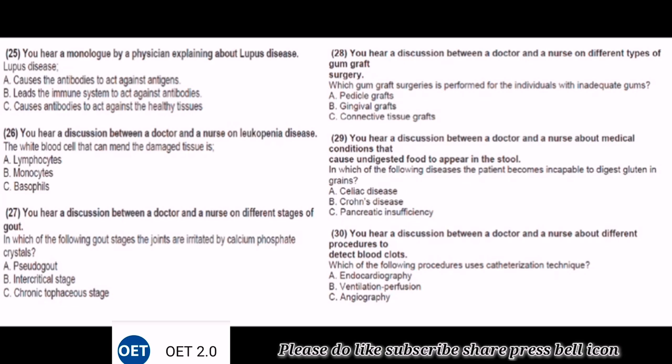Question 26. You hear a discussion between a doctor and a nurse on leukopenia disease. Now read the question.